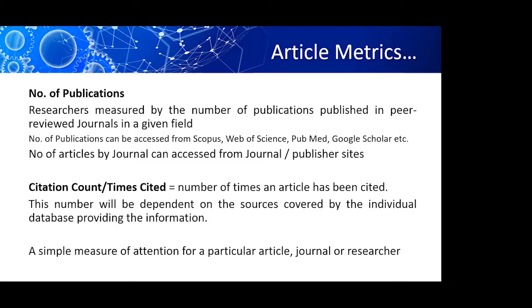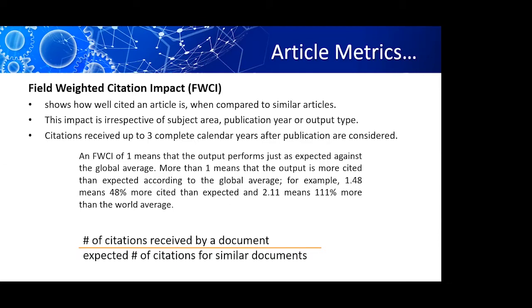For example, the different databases, as I mentioned: Scopus, Web of Science, PubMed, Google Scholar, and the number of sources they are covering. These citations depend upon the journal sources they are covering in their databases. And citation count is a simple metric. It's a simple measure of attention for a particular article, journal, or researcher, to know the performance or the effect of the article, journal, or researcher.